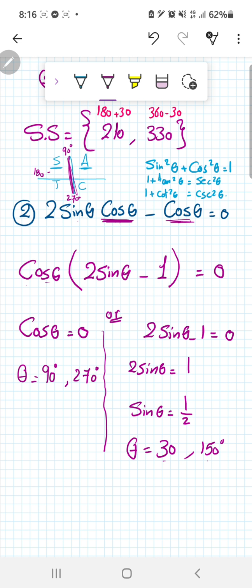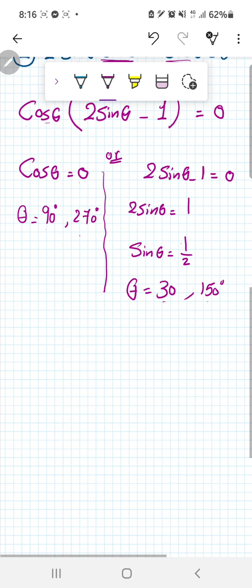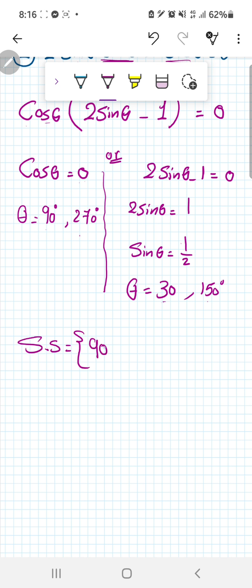And don't forget to check. Cosine 90 is 0. Cosine 270 is 0. Sine 30 is half. Sine 150 is half. Okay, so the solution set here will be 90, 270, 30, 150.